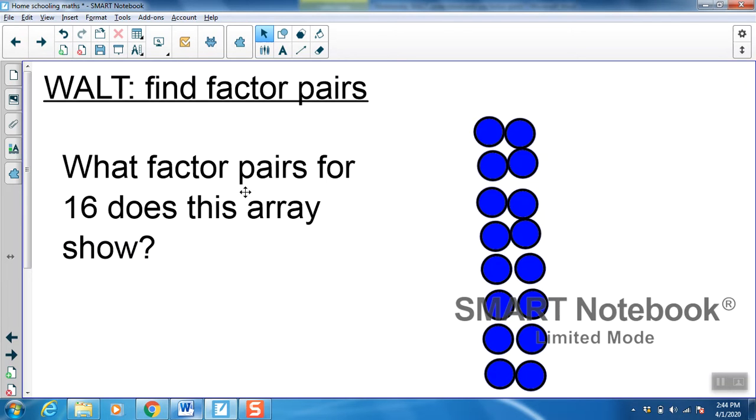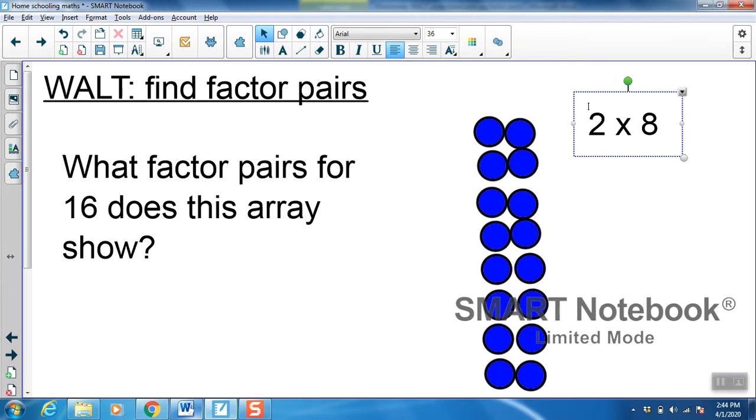Anyway, today we're looking at what factor pairs we can see with these arrays. So an array, as you know, is a series of dots that shows a multiplication. So this shows 16 altogether. So I can see that the factor pair for the moment for this 16 is 2 by 8. So that's the factor pair here. So this one shows 2 times 8 equals 16.